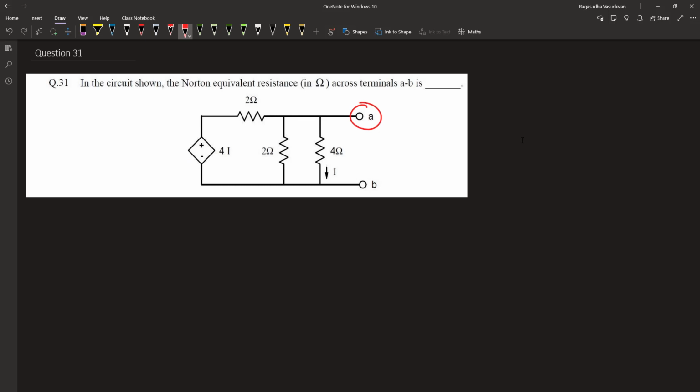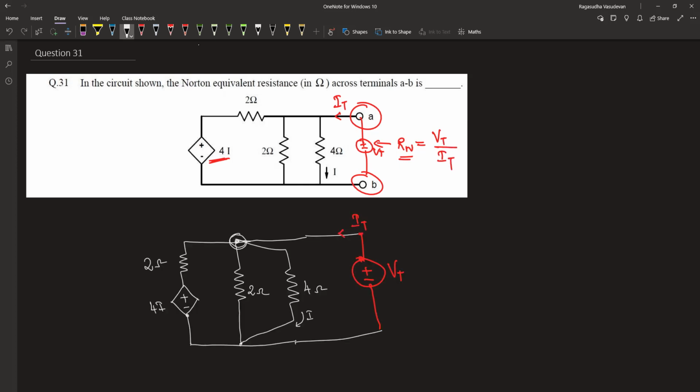Let's apply this theorem and solve this problem. We are asked to find the Norton equivalent resistance across the terminals A and B. Usually, we open circuit the current sources and short circuit the voltage sources to find the equivalent resistance. But here we have a dependent voltage source. Therefore, we cannot simply short circuit it and say that the Norton's resistance is 4 parallel with 2 parallel with 2. Now, we have to apply a test voltage Vt and find the ratio Vt divided by It, and Rn is equal to Vt divided by It.